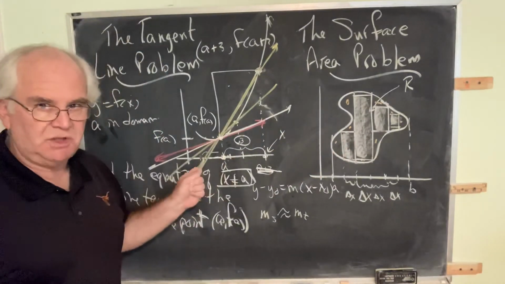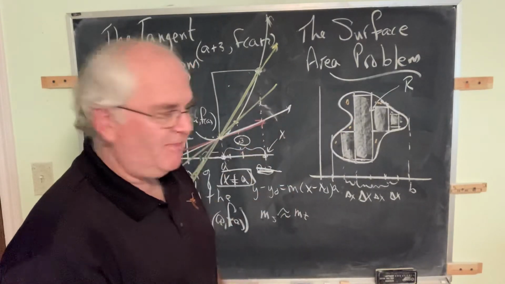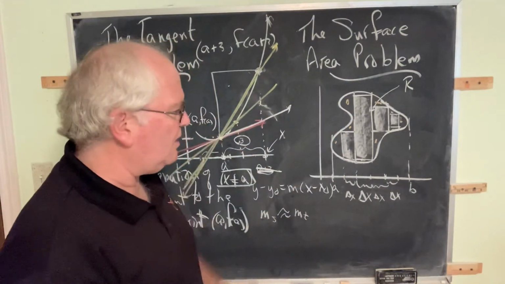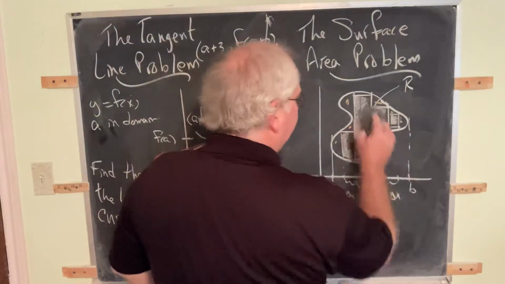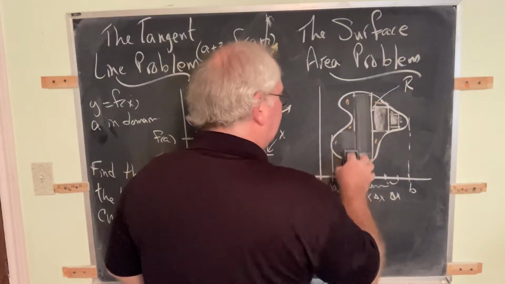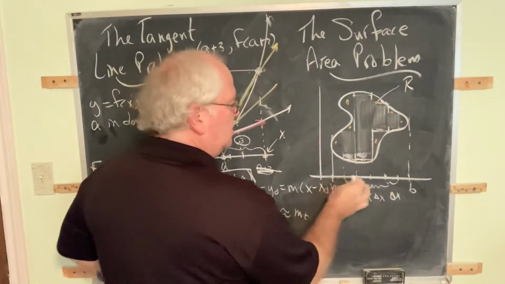This language should sound familiar. We can get an approximation, but the approximation is bad. How do you make the approximation better? We need to get rid of some of this error business. Well, the way to do that, let me torture my picture a little bit. The way to do that is to use more of these.